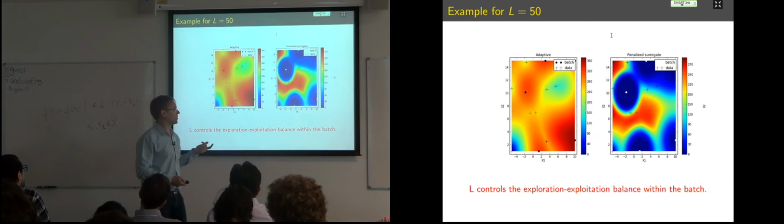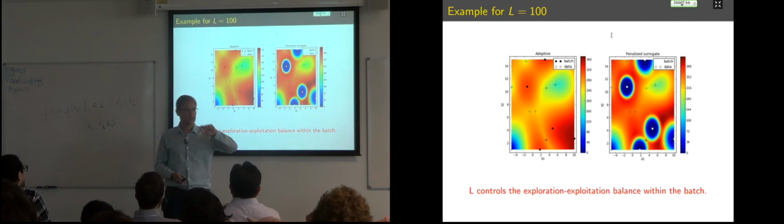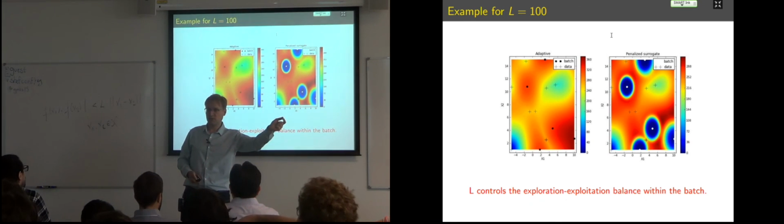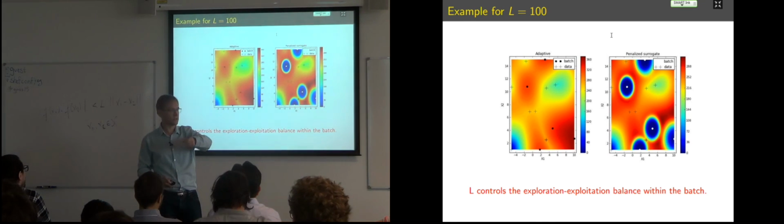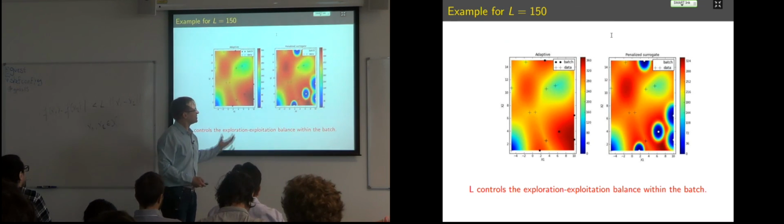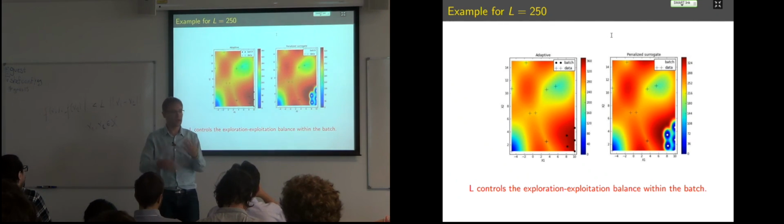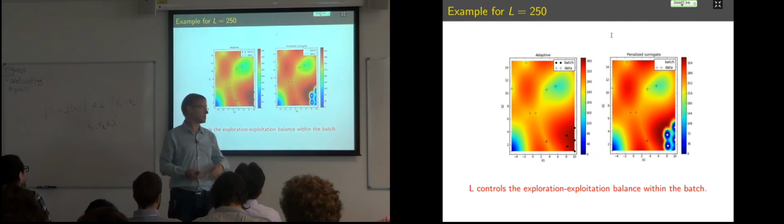So now the exploration-exploitation trade-off is in two places. It is in the acquisition function that you are using, in the way you define it and use it to collect the points, and in the way you collect the different elements in the batch.